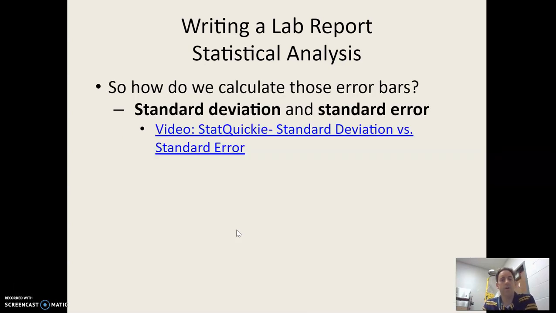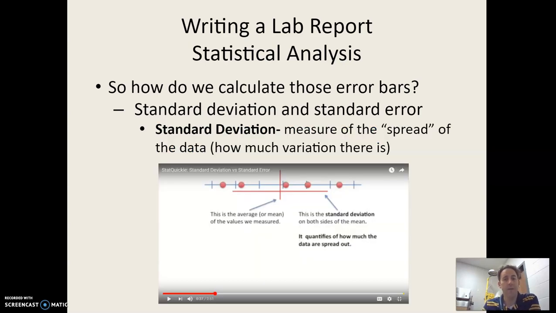Okay, so how do we then calculate those error bars? Well, to do that, we need 2 quantities called standard deviation and standard error. There's a little video that goes through this, so if you're still confused when I'm done, I'd recommend going into the slides and clicking that. So standard deviation is a measure of the spread of the data, so how much variation there is.